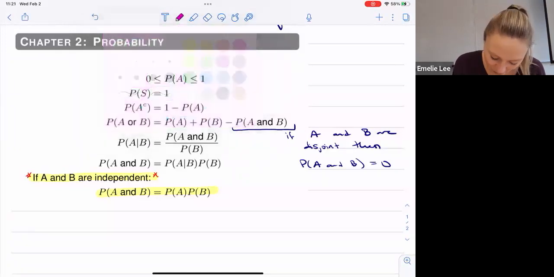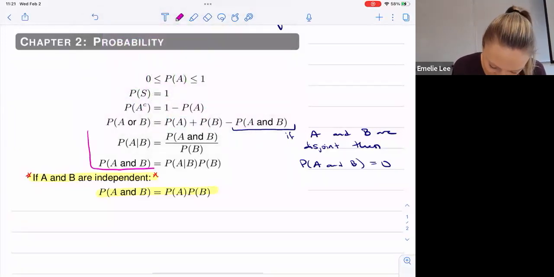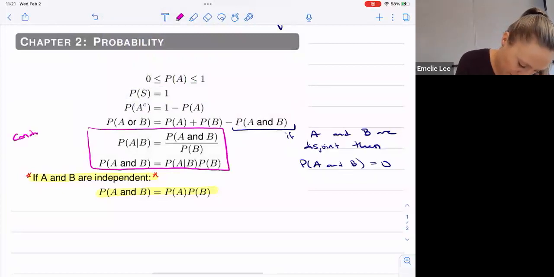Okay, then we talked about conditional probabilities. So here, this is for conditional probability.